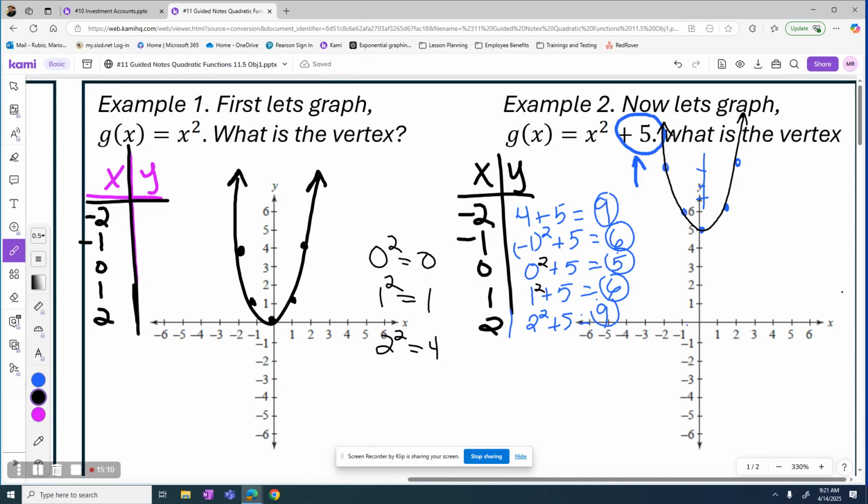Okay, so let's talk about the vertex. The vertex is the lowest point, and remember, we want to write the vertex as a coordinate point. So our x is 0, and our y is 5. So we're at (0, 5). Remember, I told you that rule. The vertex for these kind of parabolas is always going to be 0 and whatever that number is. So we don't always have to graph it. If the question asks you the vertex, but it doesn't ask you to graph it, you can just use that little formula.